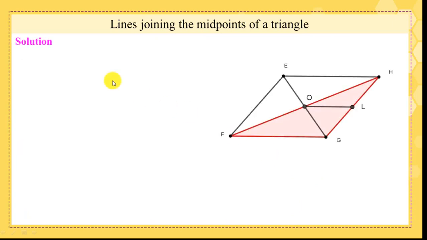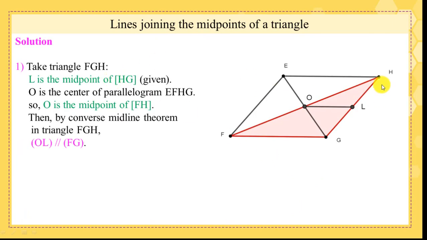Solution. In part 1, if we take triangle HFG, since L is the midpoint of HG by given, and O is the center of the parallelogram, which is the midpoint of its diagonals, in particular FH, then OL is the mid-segment in triangle FHG, and hence by converse of midline theorem, OL is parallel to FG. We said before that the length of the mid-segment in a triangle is equal to half the third side. So here OL is equal to half FG.